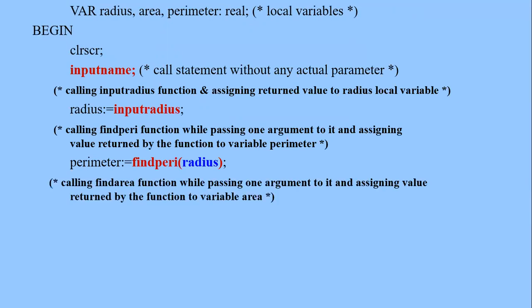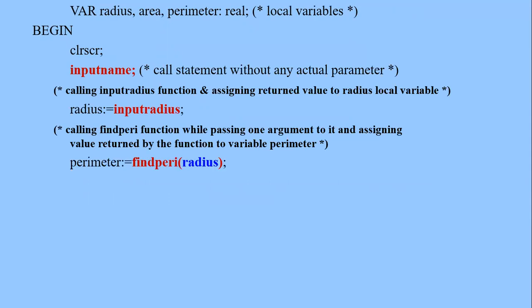Then from there, the control will move to the next line. It will invoke this other function here. The function here is called find Perry. So the value that is stored in the memory location called radius will be picked and sent to the function called find Perry. Find Perry will compute the perimeter and return the value back, just as we have seen for input radius. It will return the value. But I want you to see, my dear student, how this works, because this one has a parameter, an argument, but input radius didn't have a parameter.